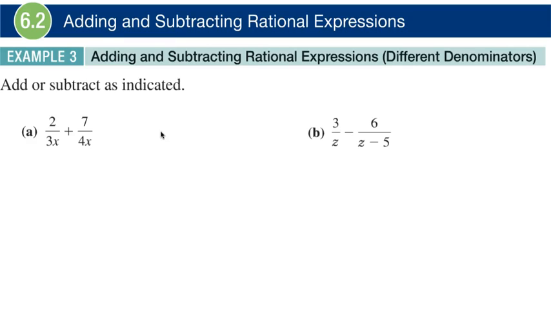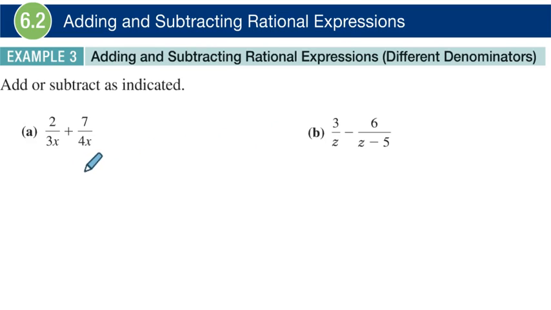What's crack-a-lackin'? Let's go ahead and check out our first example, which has to do with having different denominators when we add and subtract. Looking at our first one right here, we want to add these two fractions, but we first have to have a common denominator.